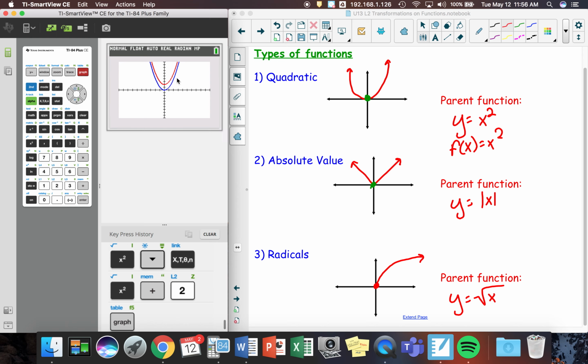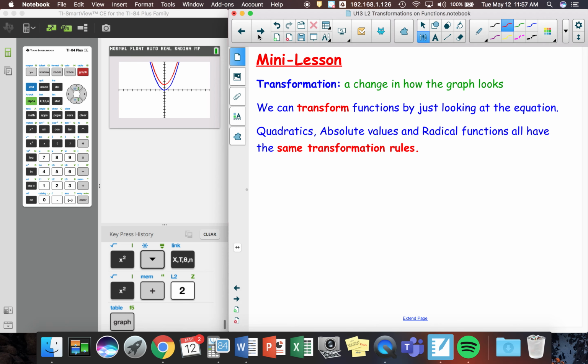I have one shape here, and the other shape is exactly the same. I'm just taking it and moving it up a bit. So let's talk a little bit more about these different types of transformations. Transformation is the change in how the graph looks. So you have one graph, this blue one here, and I changed the way it looks on the graph. I've shifted it up. We can transform functions by just looking at the equation.